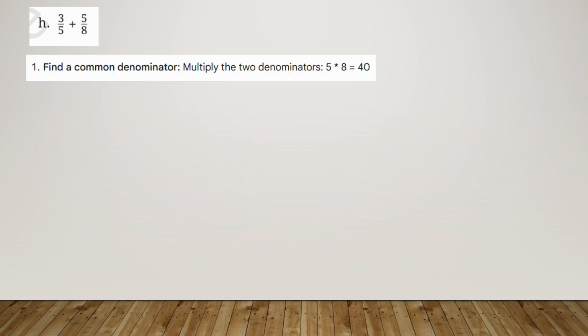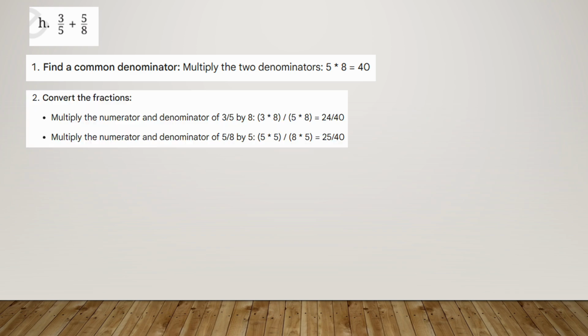Next one, 3 by 5 plus 5 by 8. Here the denominators are not same. So we have to find a common denominator. Multiply the two denominators 5 and 8. We will get 40. Then convert the fractions. First convert 3 by 5 into an equivalent fraction such that the denominator is 40. So here 5 into 8 is 40. So you multiply numerator also by 8. 3 into 8 becomes 24.